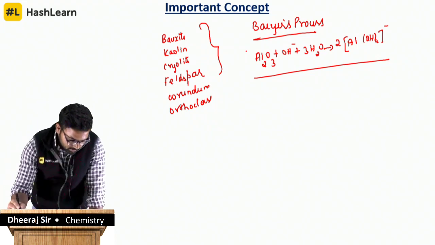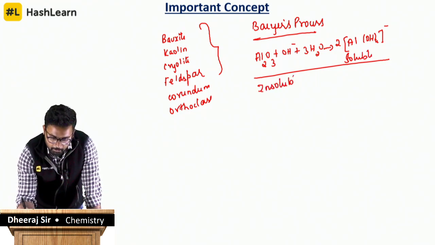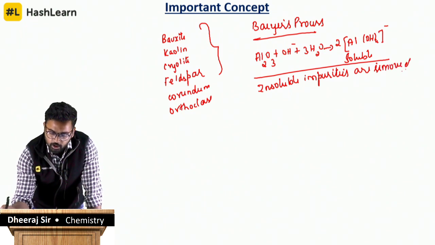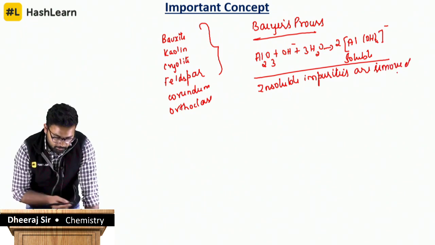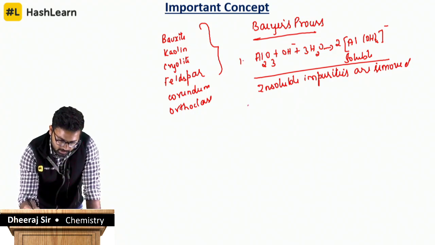This is the soluble form. What is the advantage? The advantage is insoluble impurities are removed. Insoluble impurities are removed because the only ones which are soluble will move in. The soluble one is the actual ore. The rest of the impurities will be removed. Next, in the second case, this is step 1. This is Bayer's process step 1.